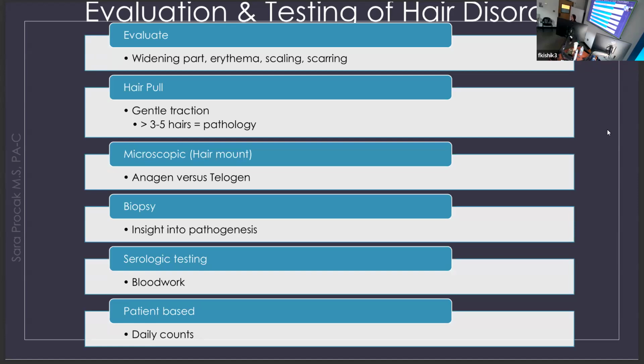And then there's patient-based testing. There's something called daily counts, where you tell your patient to go home and clean out a brush that they routinely use, removing all the hairs from it. Then all they're going to do is brush their hair, and count how many hairs are within that brush that they collected. If they collected more than 100, then that's likely pathology. That would be too many hairs. A lot of patients will do this on their own, naturally checking to see how many hairs they've lost after brushing their hair, and they'll come in with a little baggie and say, "Look, hair." That's not uncommon for patients to do. But if they haven't, it's something you can tell them to do.